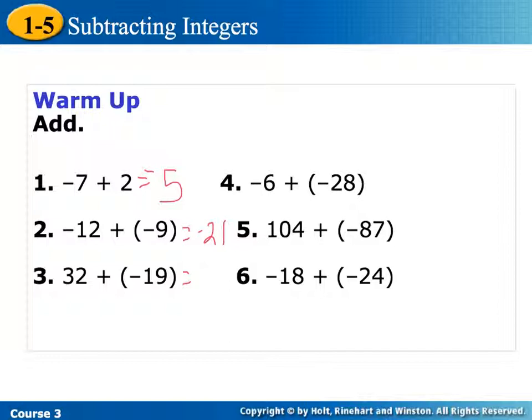Positive 32 plus a -19. If you look at that, different signs. So we take 32 minus 19, which is 13. Which one's farthest away from 0? 32 is, so it's positive 13.